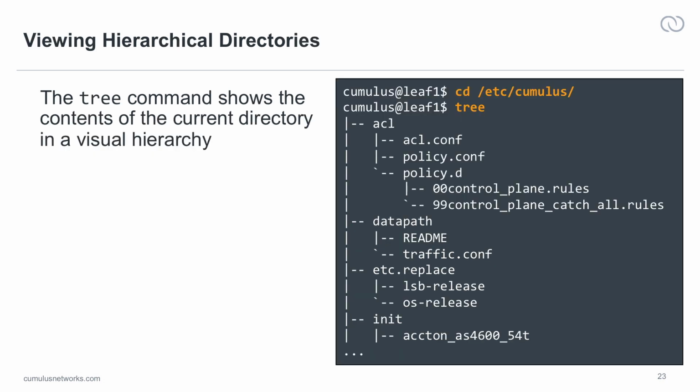Another way to show directory contents is the tree command. Unlike the ls command, which displays files in a flat list, the tree command displays files in a tree format to see objects nested within subdirectories.